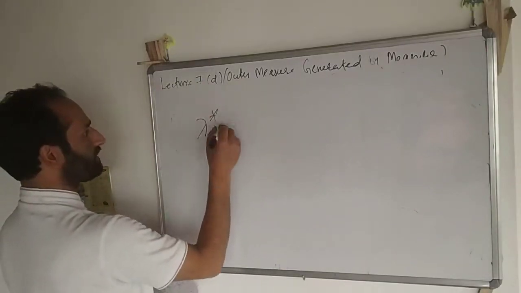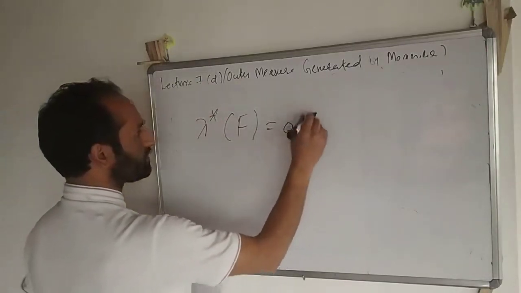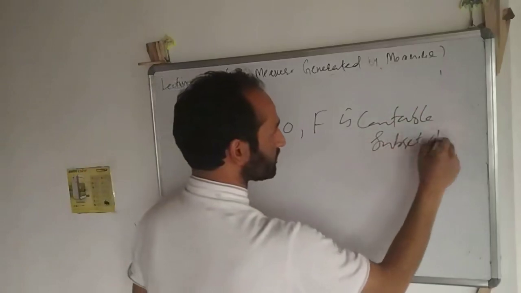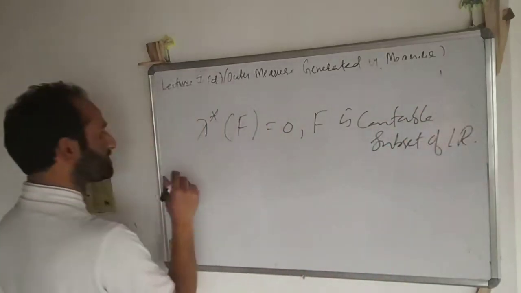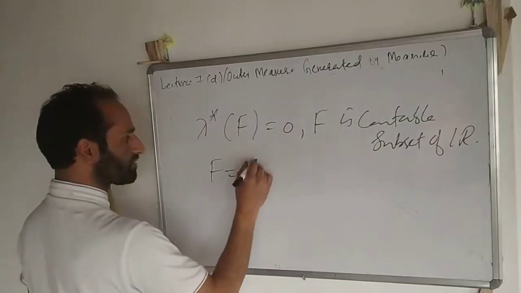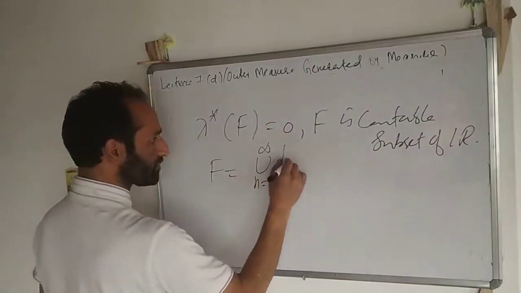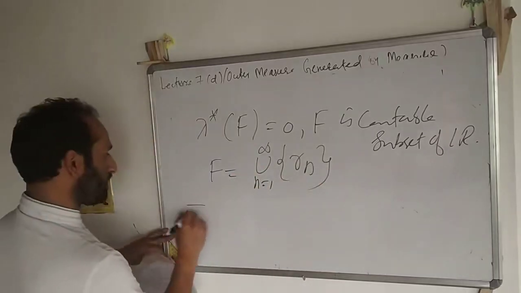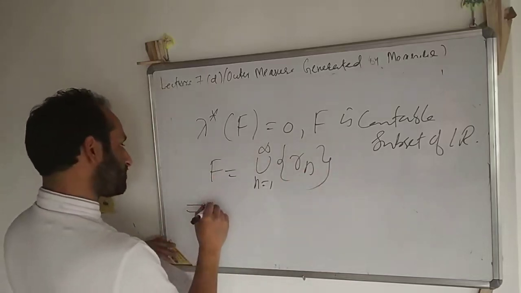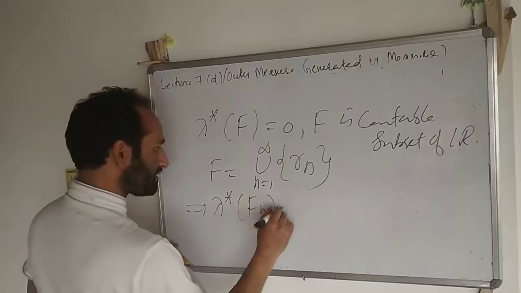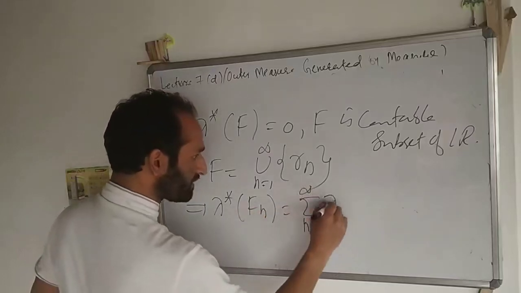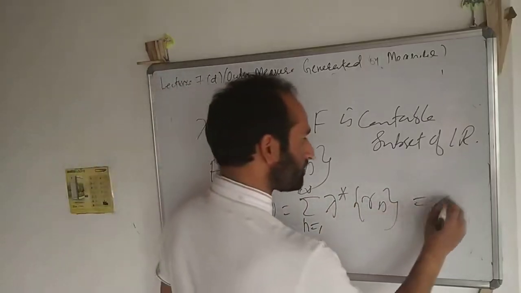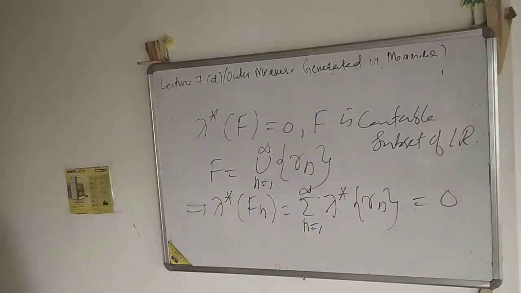The Lebesgue measure of F is 0 if F is a countable subset of R. Since F is countable, we can write F as a countable union of singleton sets. Suppose this is an enumeration of F: r1, r2, they are the members of F because it's countable. They are also pairwise disjoint. So the Lebesgue measure of F is equal to the summation, n from 1 to infinity, of the Lebesgue measure of the singleton {rn}, but the Lebesgue measure of a singleton set is 0. So this is equal to 0.